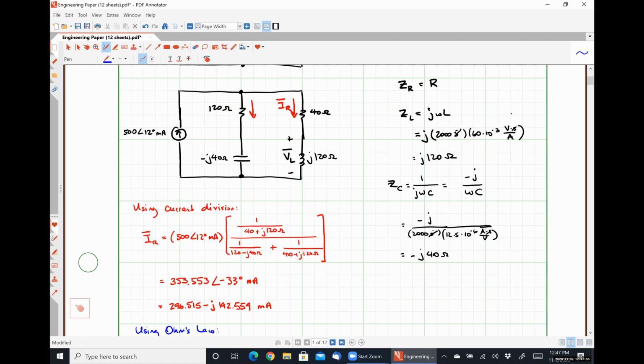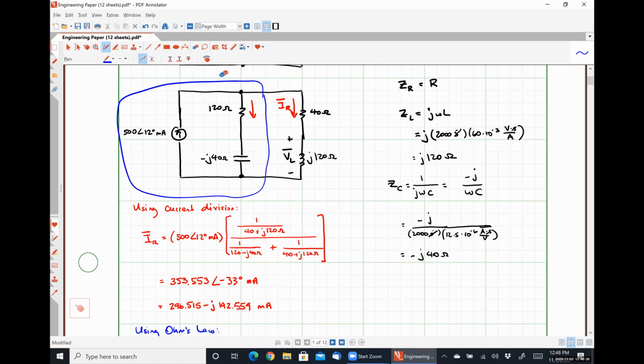So another way that we could have approached this problem is to recognize that this forms a practical current source. So we could do a source transformation, and then we'd have a voltage source in series with 120 ohms, in series with minus J40 ohms, in series with 40 ohms, in series with positive J120 ohms, and then just do voltage division.